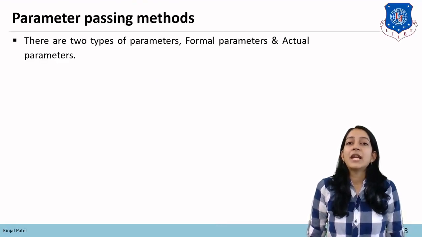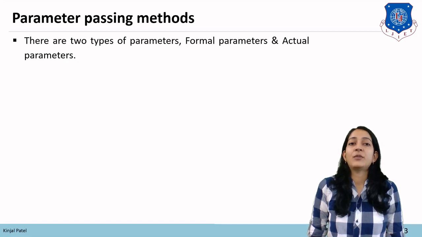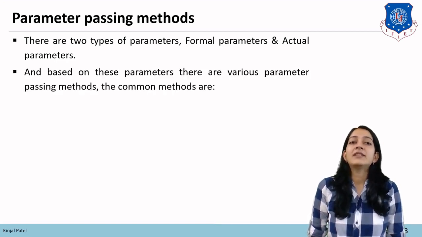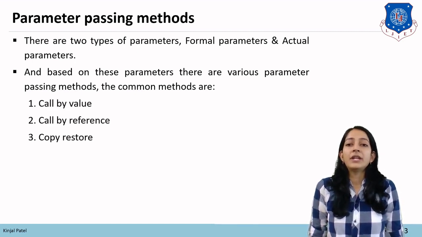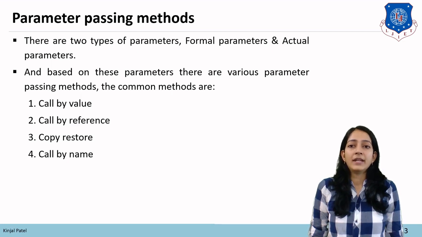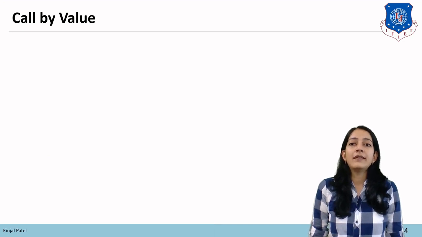So there are two types of parameter. First one is formal parameter and second one is actual parameter. And based on these parameters, there are various parameter passing methods. The common methods are call by value, call by reference, copy restore, and call by name. So we'll learn all these methods in detail. So first technique is call by value.